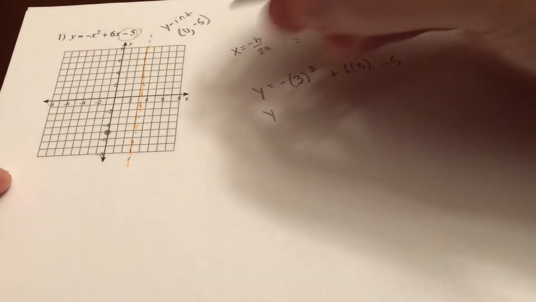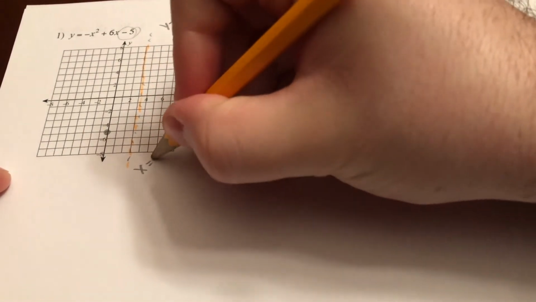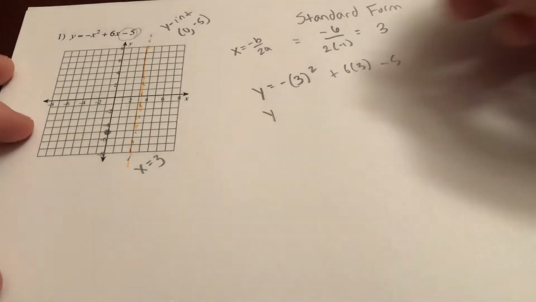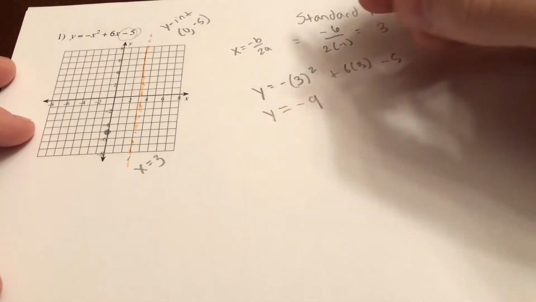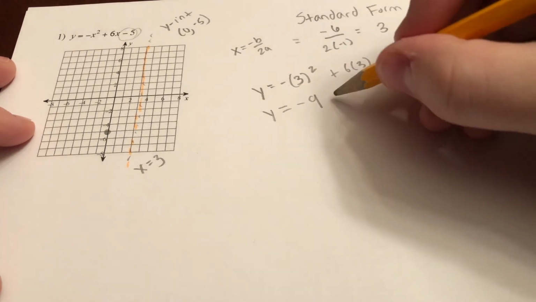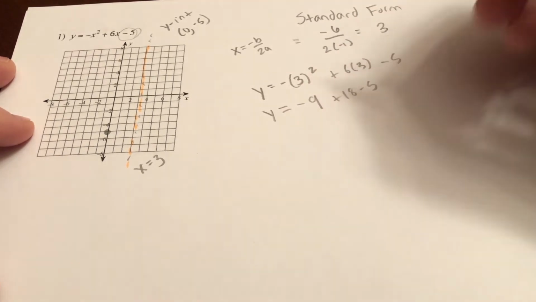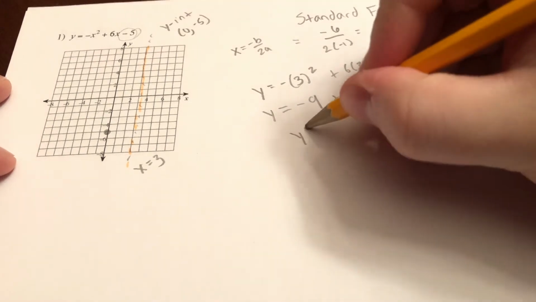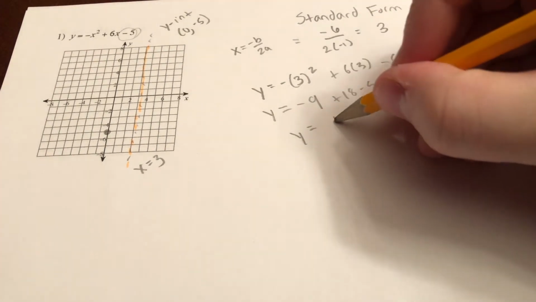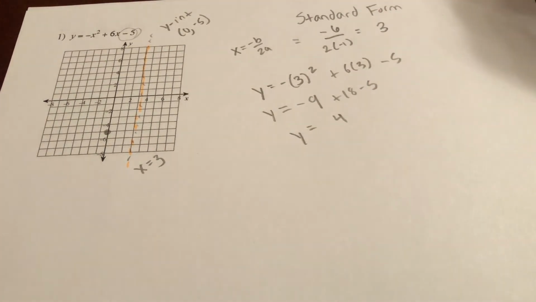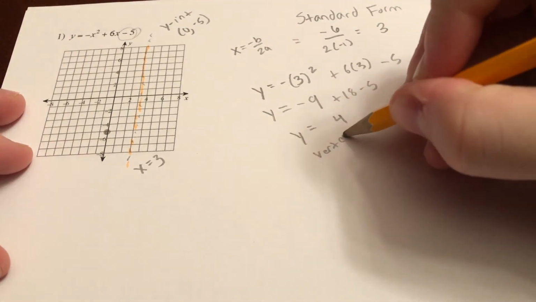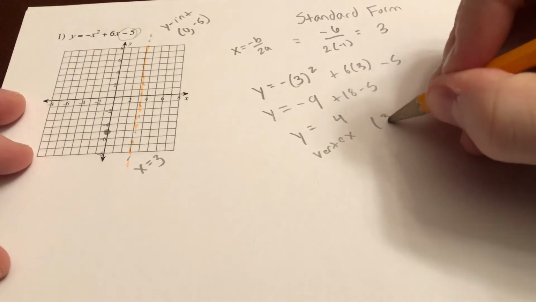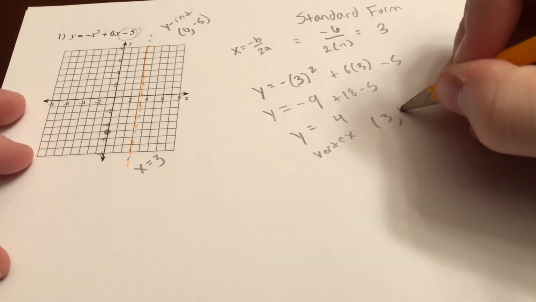So again, the equation for the axis of symmetry was x equals 3. Now we're trying to find the value for the vertex. So that becomes -9, because 3 squared first, and then multiply by -1, plus 18, minus 5. So y equals 4. That means the vertex is (3, 4).